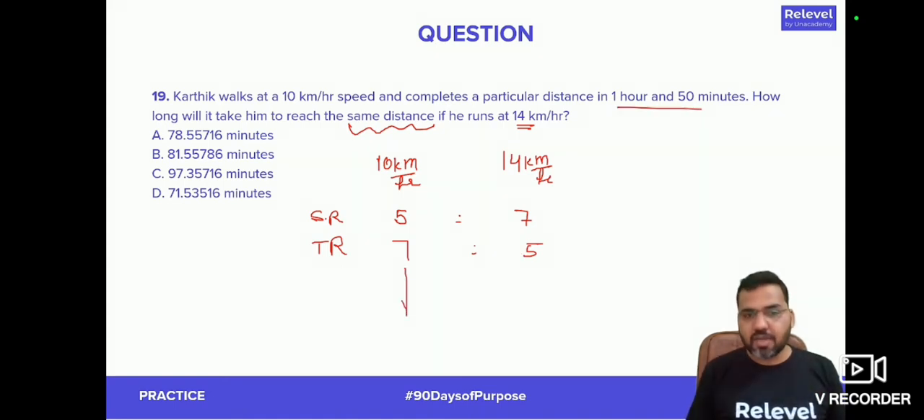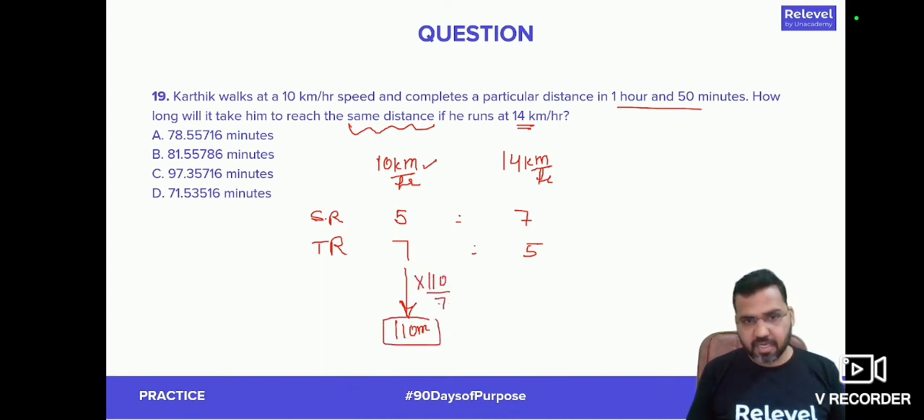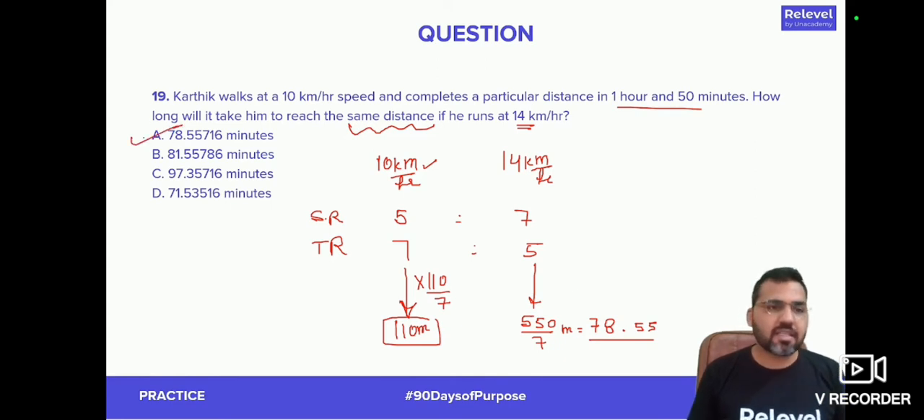Earlier he's taking a total of 1 hour 50 minutes, which in terms of minutes is equivalent to 110 minutes, right? So when the speed is this, the time taken is 110 minutes. So the multiplying factor here is 110 upon 7. You're supposed to find out this time. So this would be 550 upon 7 minutes, right? 7 into 7, 49, and 550 divided by 7 would be 78.55. So just do the division, you'll get the answer. Answer would be option number.